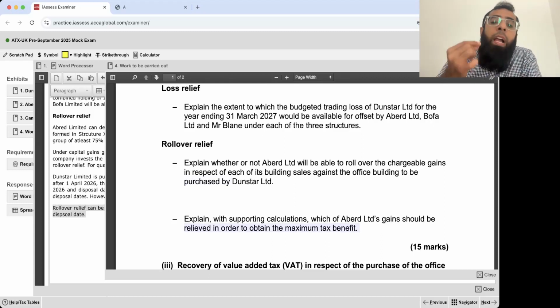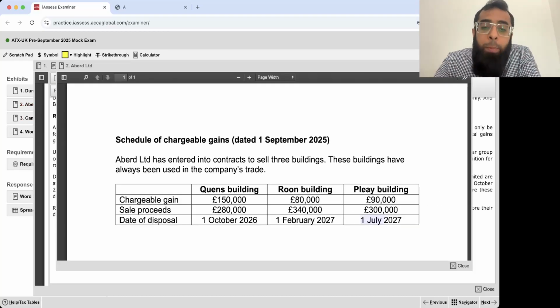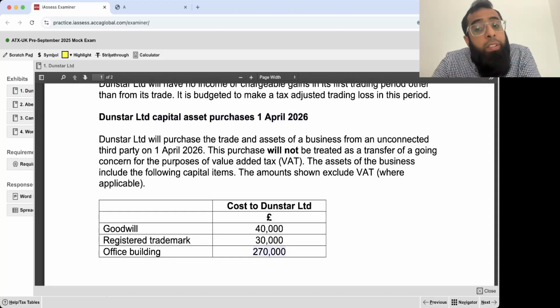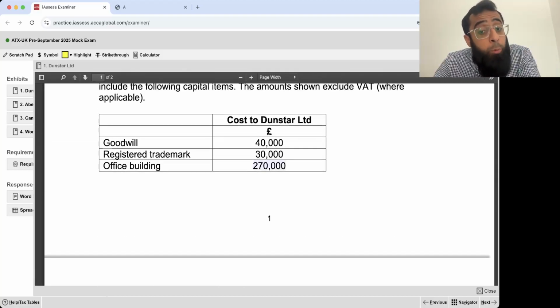Now, which of Aberrade Limited's gains should be relieved in order to get the maximum benefit? Which building will lead to the maximum benefit? So now let's talk about it. I want you all to listen to me carefully. If you look at Queen's building, it has generated sale proceeds of 280,000. Now, patience and concentration is very important. Whereas Dunster is reinvesting 270,000. But there is one problem. If you remember, 2/3 will be used in the business and 1/3 will be rented out. So rollover relief will only be available on the 2/3 portion.